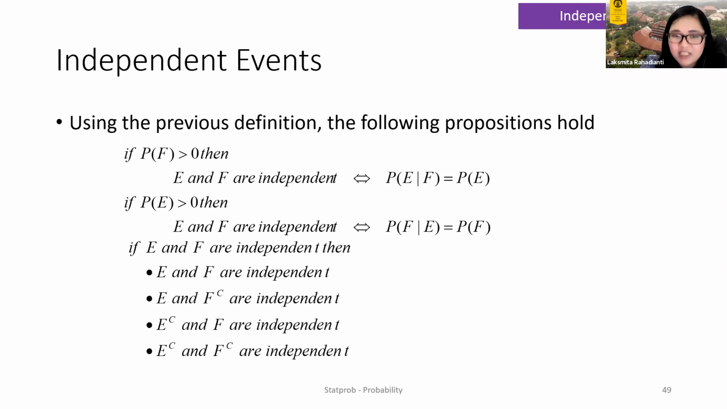So following that definition, there are some propositions. Don't worry about it too much. These are just things that happen in consequence of the concept of independent events. Then we can decide on what happens with their complements and so forth.